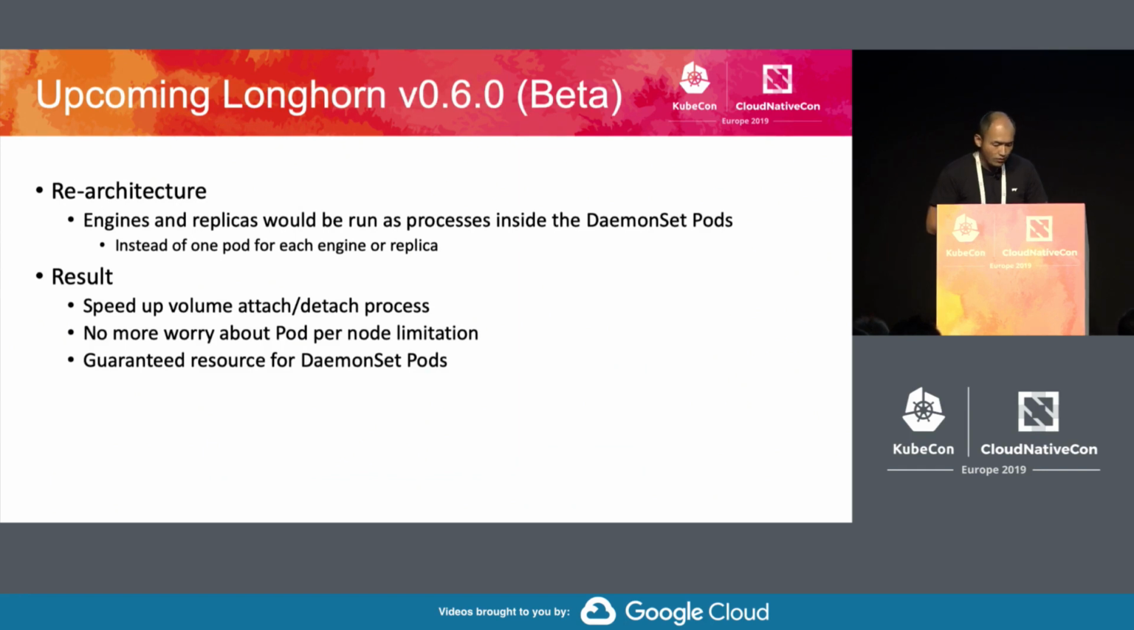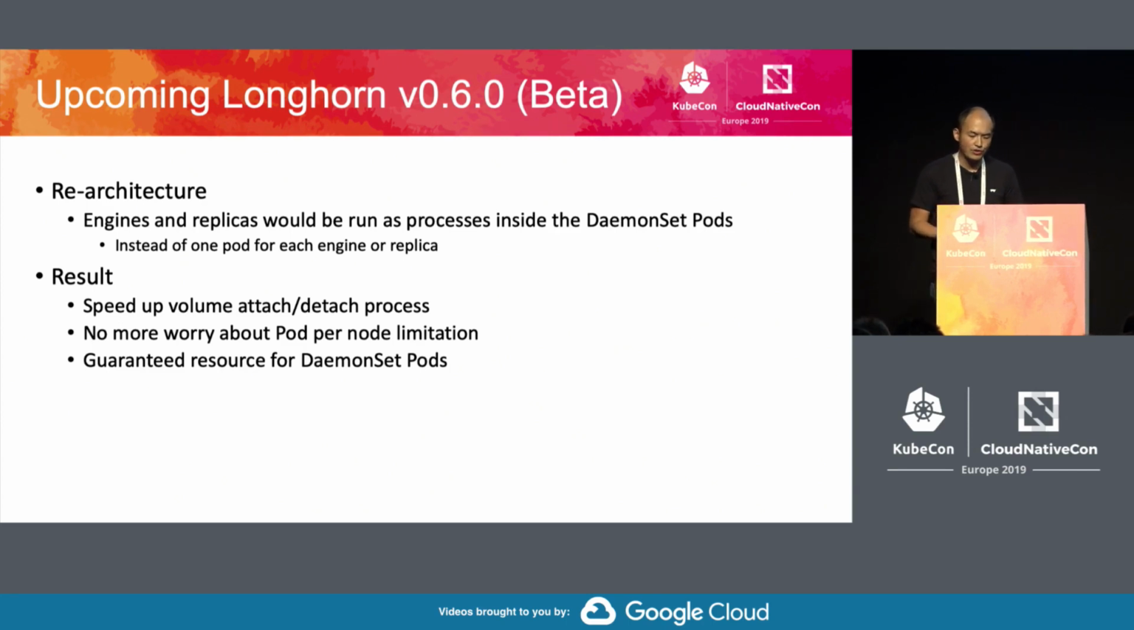All right, the upcoming Longhorn release will be 0.6.0. It will be the one we announce as beta. And yes, we need to do some re-architecture at the engine level. The engines and replicas will be run and processed inside a daemon set pod, instead of a separate pod for each engine and replica as now. That gives us a few better results than the current solution.